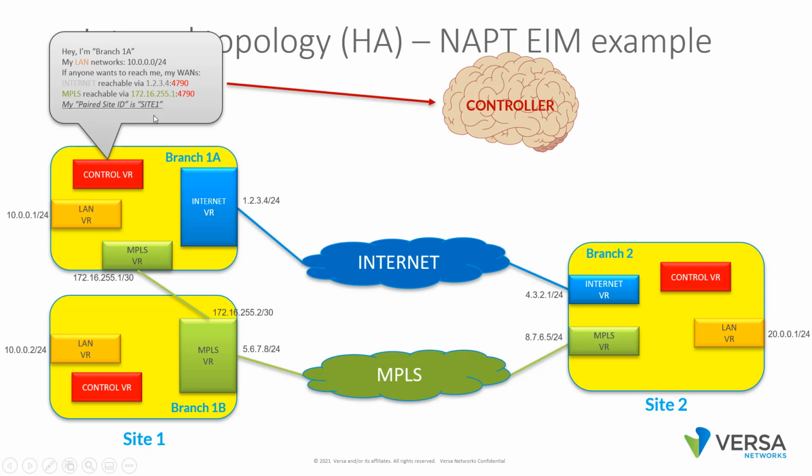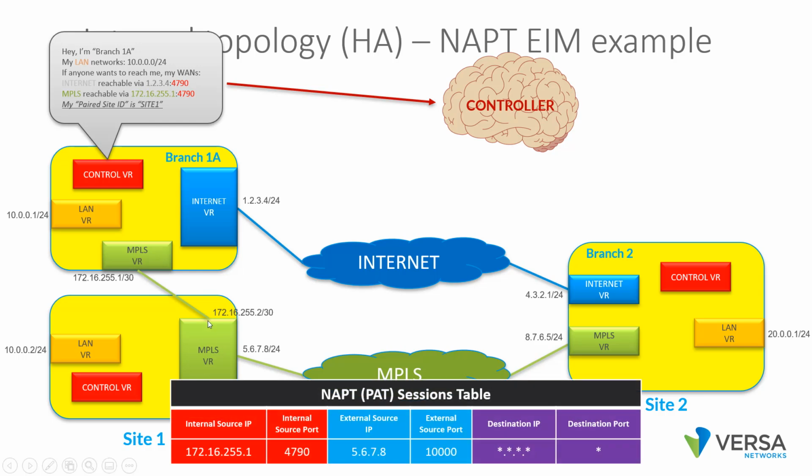Now look at this. Because the IP address 172.16.255.1 is a local address and is never reachable through the internet, technically nobody should be able to reach this device by this IP address. But the trick that we are using at Versa is that whenever the device branch 1A sends out any packet from the source port 4790, at that exact moment, we will do the translation with endpoint independent mapping.